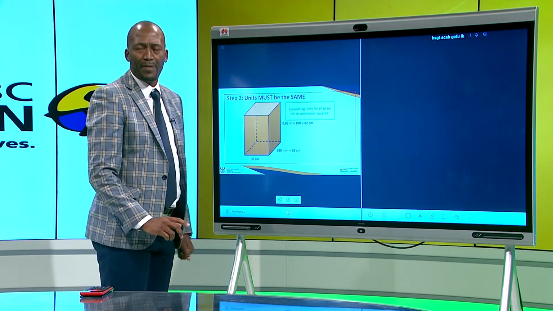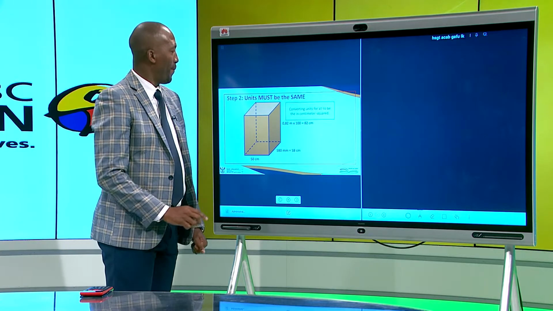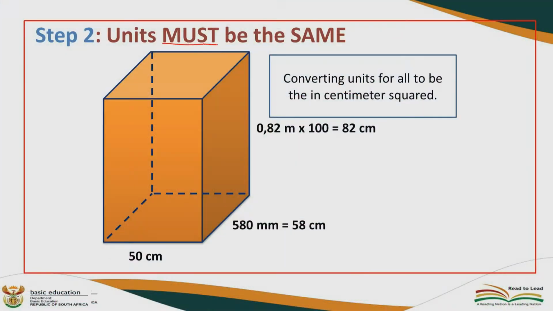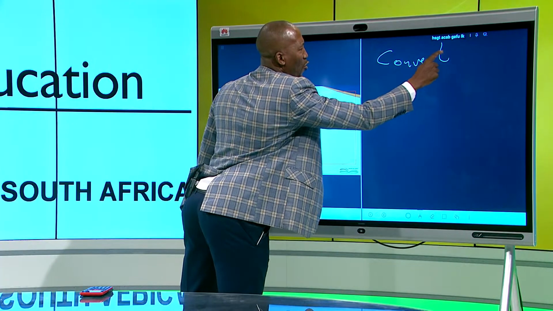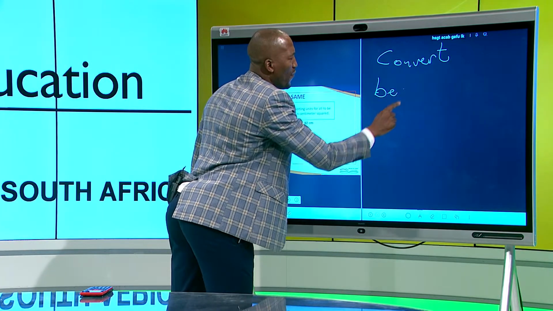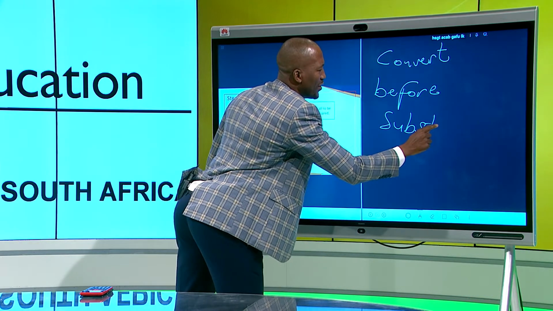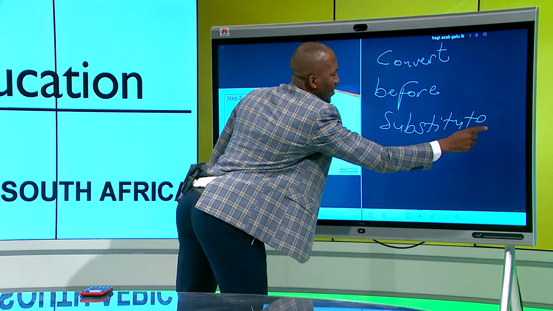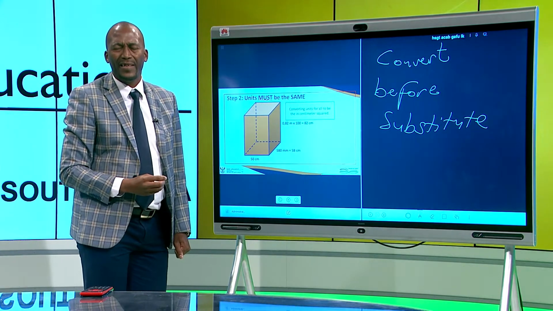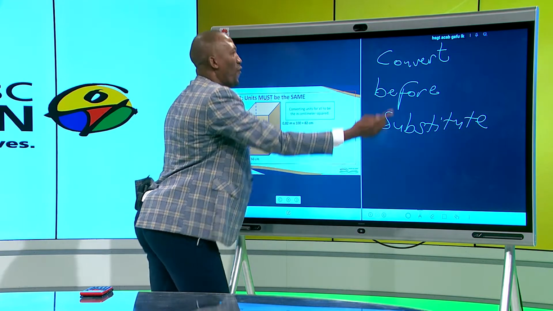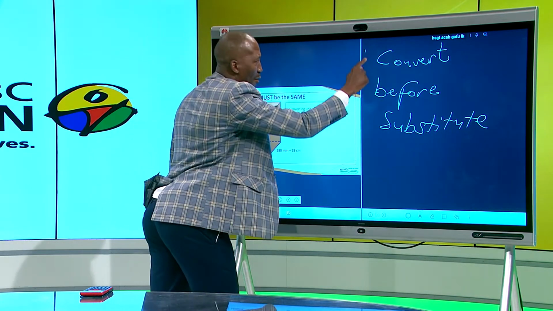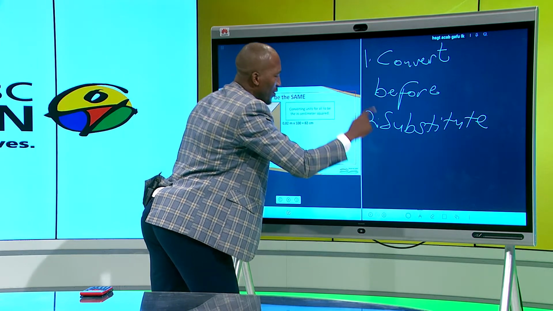So look at step number 2. It says the units must be the same. This is very, very important. Convert before substituting. Candidates are encouraged to convert when working this before you substitute. This is a trick that makes exams a little bit easier. Do not substitute and convert in the formula. But number 1, convert, then number 2, substitute.